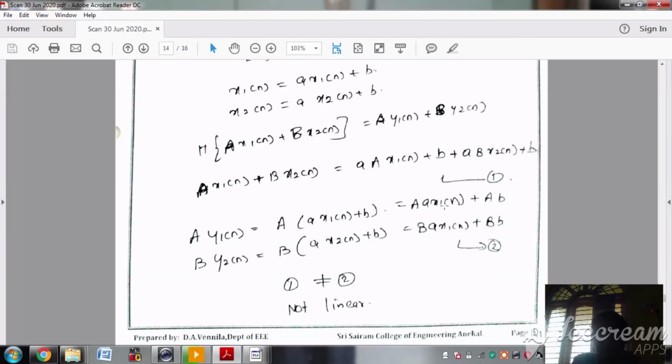See, if I add these two, I will have a A x1 of n plus capital A small b, and B into a x2 of n plus capital B small b. So this one and that one are not equal. So the given system is not a linear system.